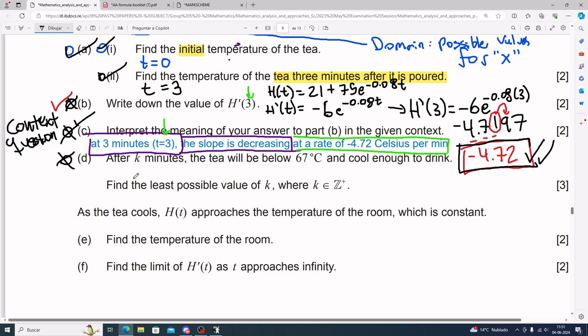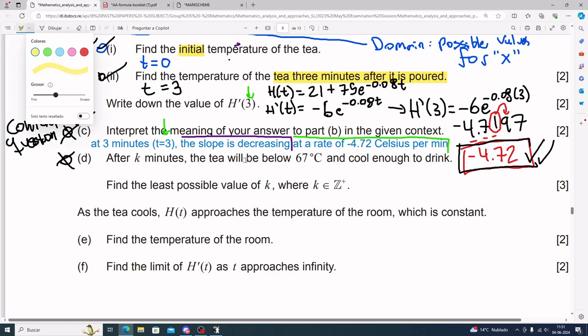So for part D, we have that after k minutes, so after some amount of minutes, the T will be below 67 degrees Celsius, and cool enough to drink. The coolest tea in the whole school, cool enough to drink. All right, sure. And through this, we need to find the least possible value of K, where K is what? K is this.